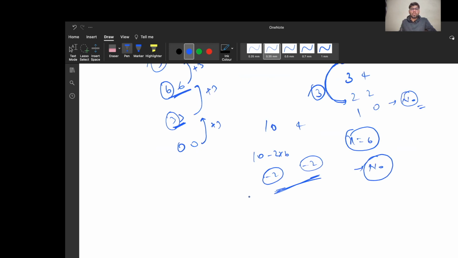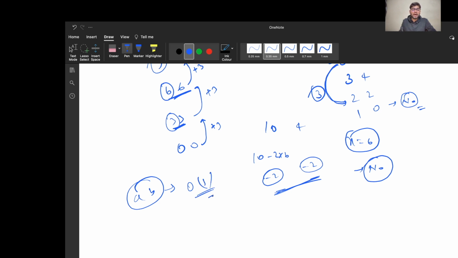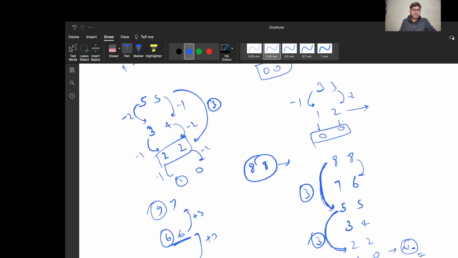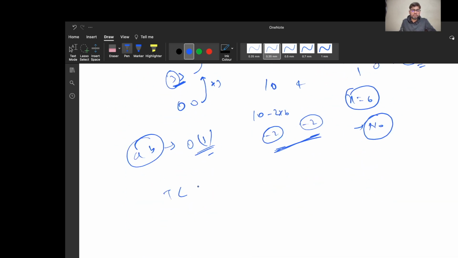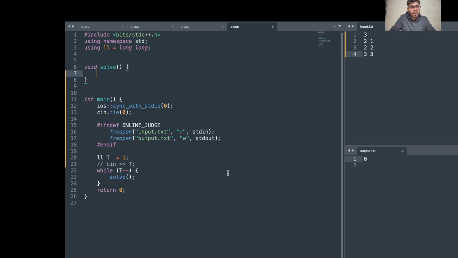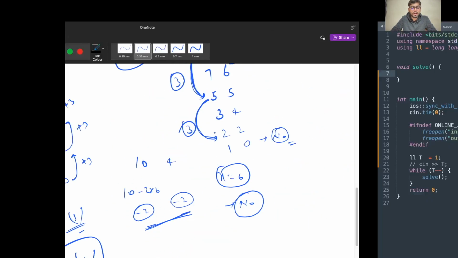Now what is the overall time complexity for this approach? For every a and b we are just doing a mathematical calculation, so the overall time complexity for this is O(1), and we are doing this for t iterations, then the overall time complexity is big O of t.